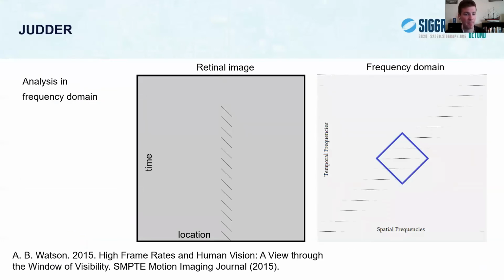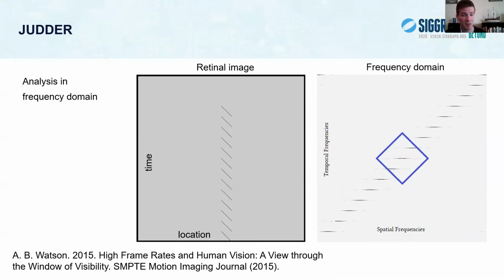For JUDDER, the visibility of JUDDER artifacts can be predicted by transforming the signal again to the frequency domain. The Fourier transform of perfect motion in the spatiotemporal domain is a single horizontal line. Now, discrete sampling results in false copies of the original spectrum, and the severity of JUDDER can be explained by the location of such false copies.